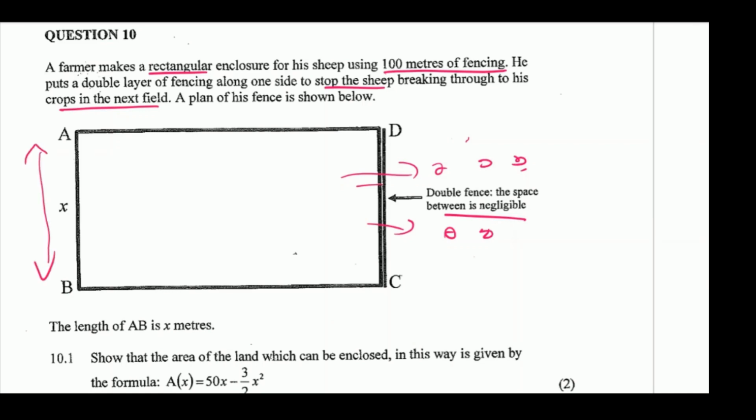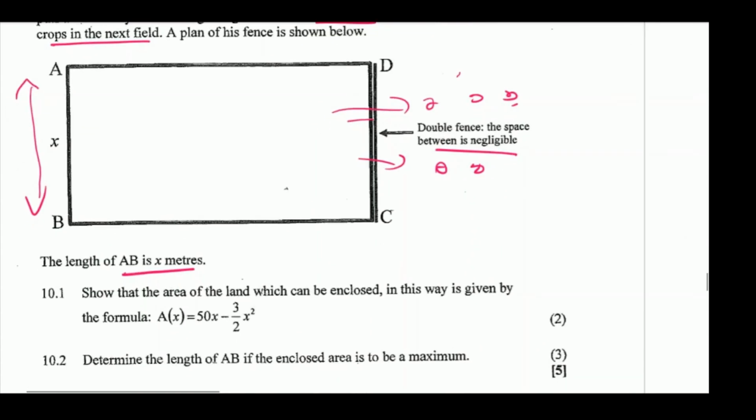So AB is given as x, as you can see here, and in 10.1 we are asked to show that the area of the land that can be enclosed in this way is given by this formula: A of x is equal to 50x minus 3 over 2 x squared.